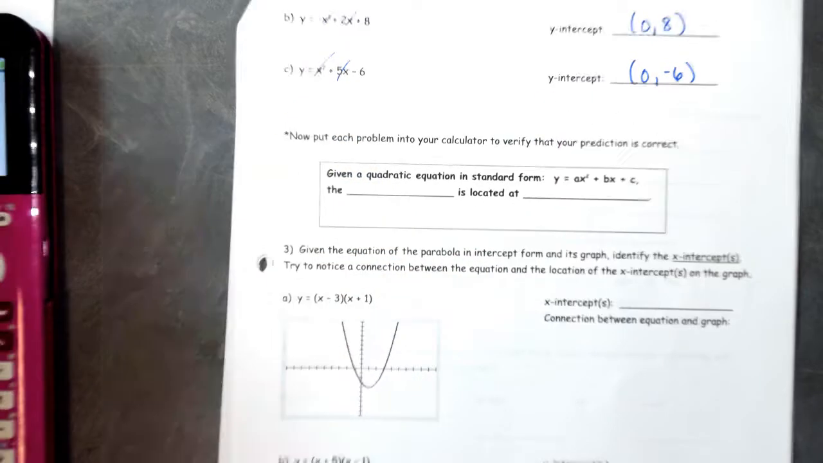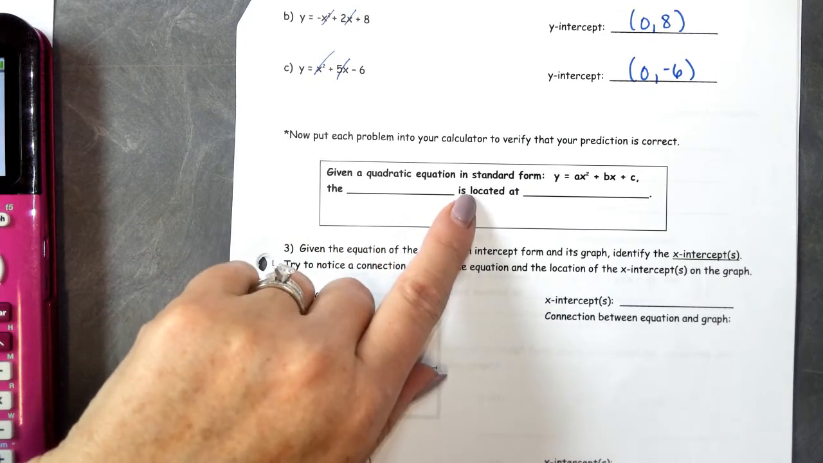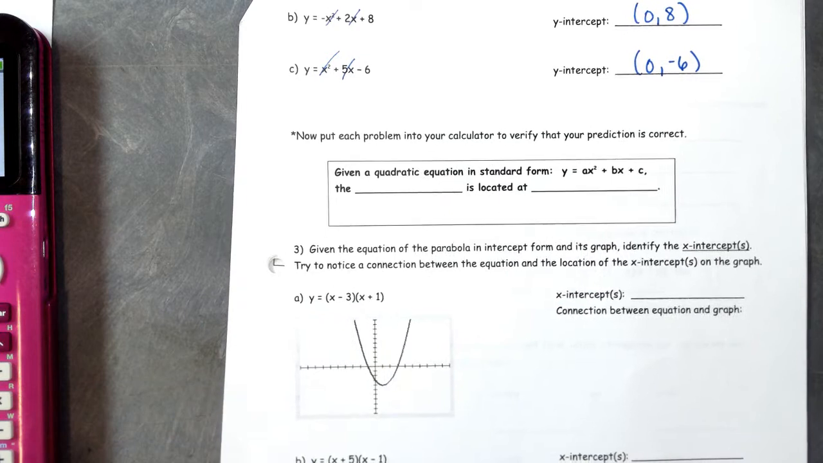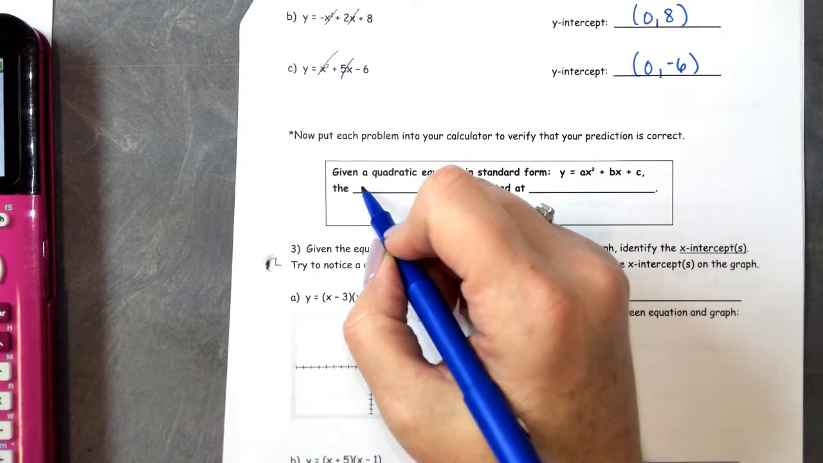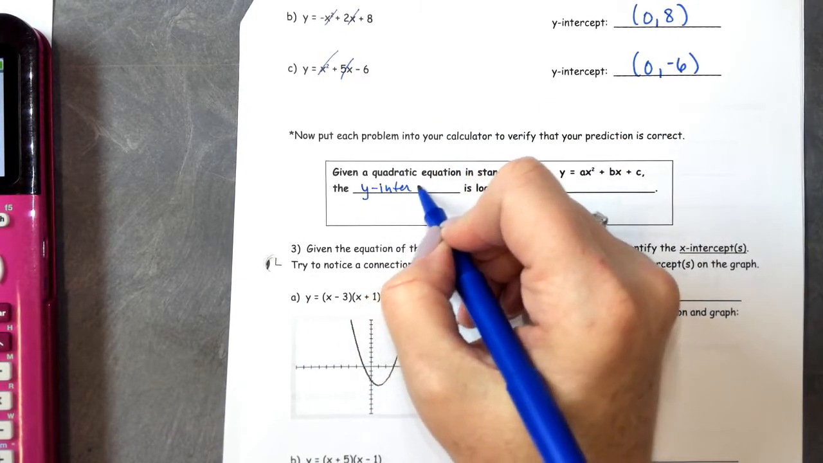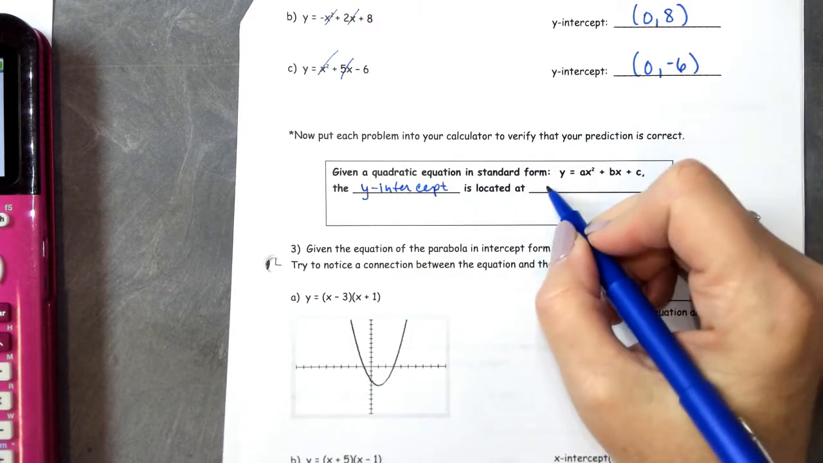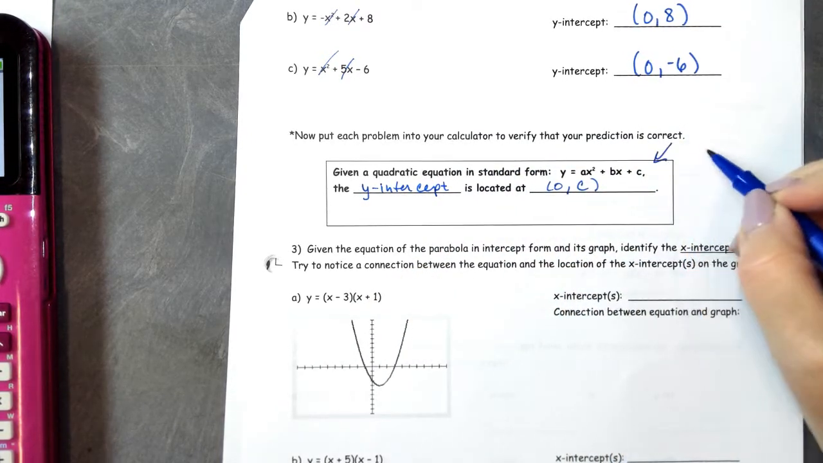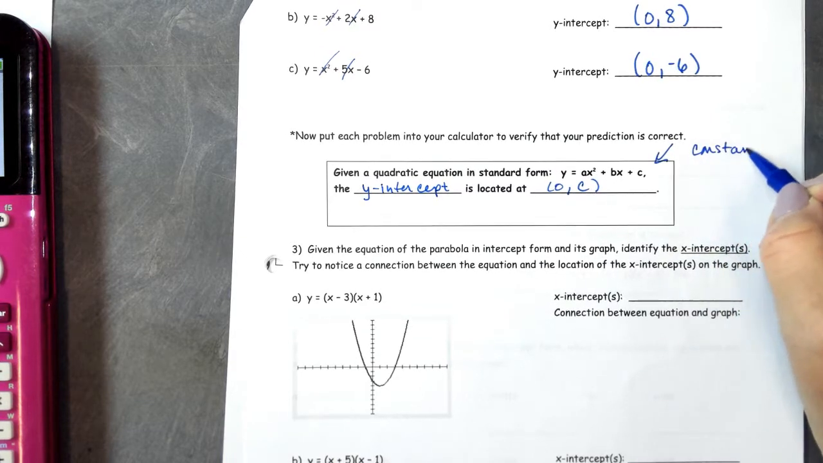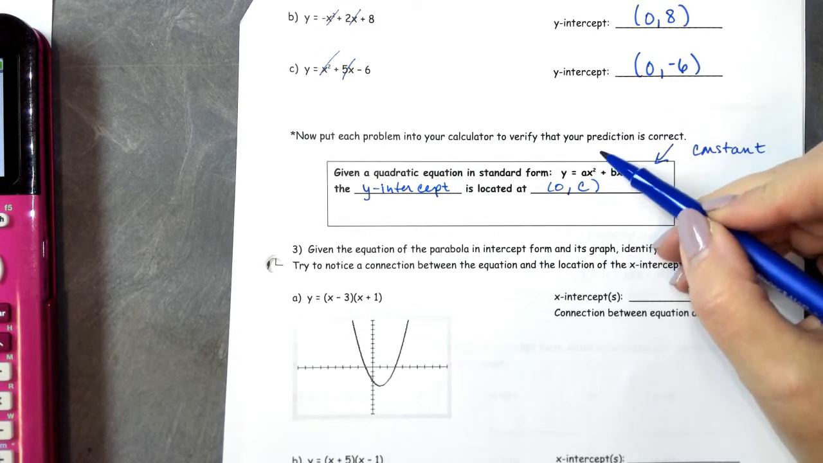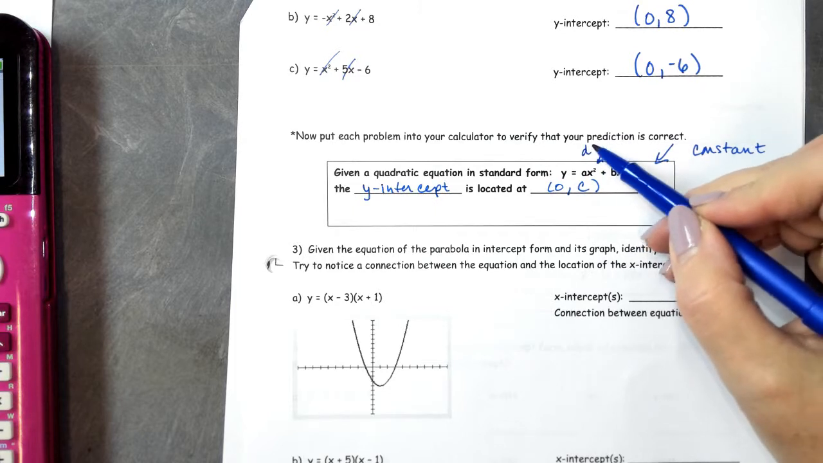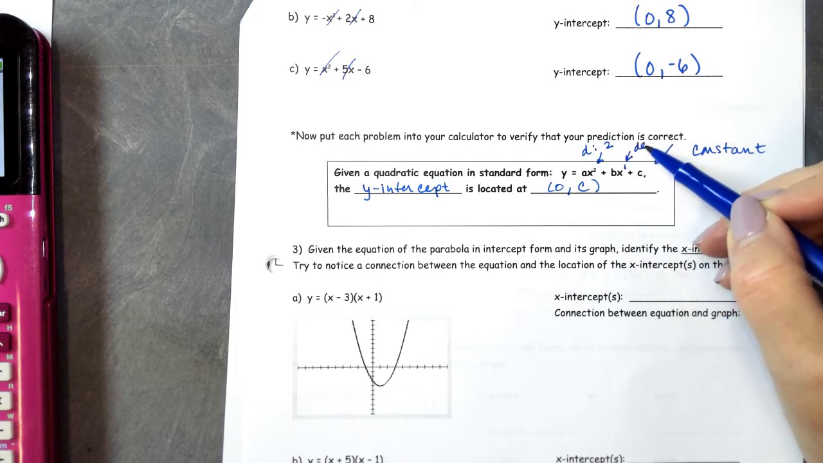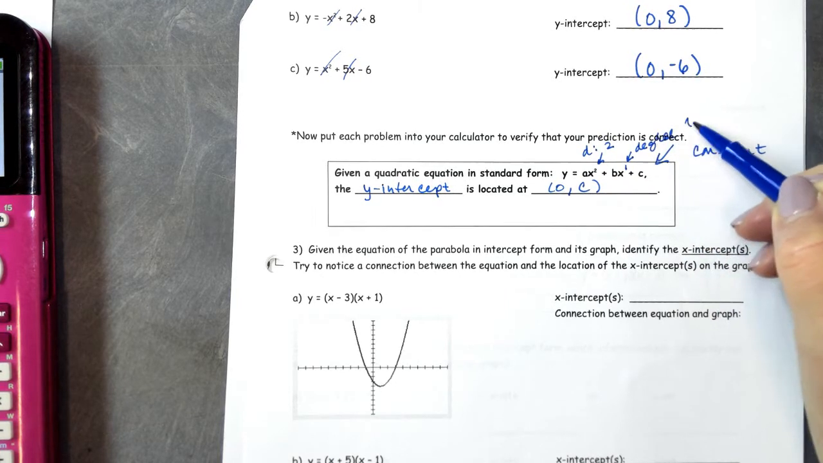Okay, moving on. Given a quadratic equation in standard form, the y-intercept is located at 0, comma, c, whatever that constant is. That stands for constant. So I know that this is a quadratic because it's degree 2. Here's the linear. That's degree 1. And then the constant.